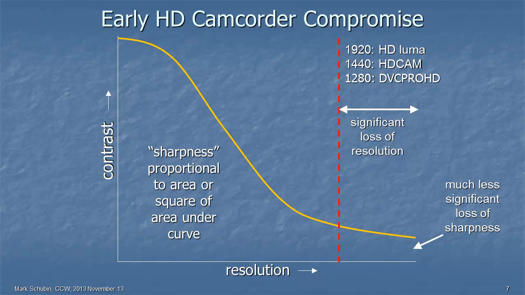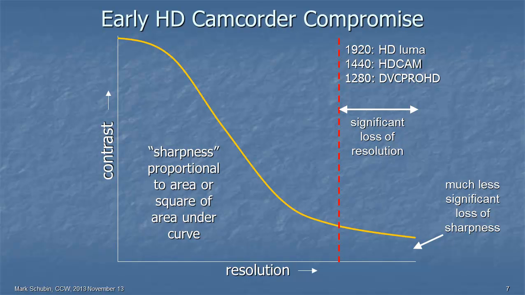Sharpness is proportional either to the area under this curve, or perhaps to the square of the area under this curve. I am in the camp that says it's the square of the area, which is the RCA camp. There is a Zeiss camp that says it's the area. But either way, the area under the curve is very significant.